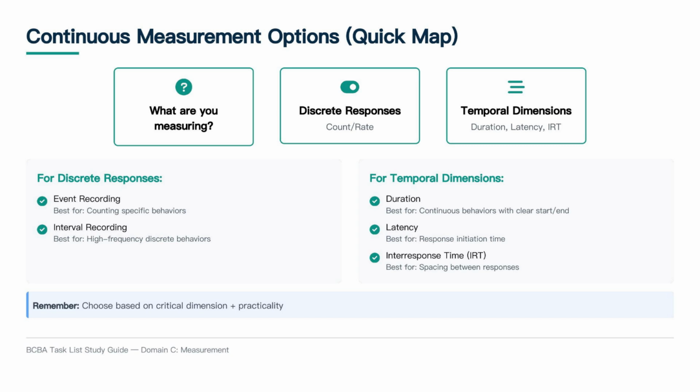A fast way to choose is to ask what you're measuring. For discrete responses, you'll usually use event recording for counting specific behaviors, or interval recording when the behavior is high frequency. For temporal dimensions, you'll pick duration for continuous behavior with clear start-end, latency for initiation, and IRT for spacing, and you always match the procedure to the critical dimension plus what's practical in the environment.